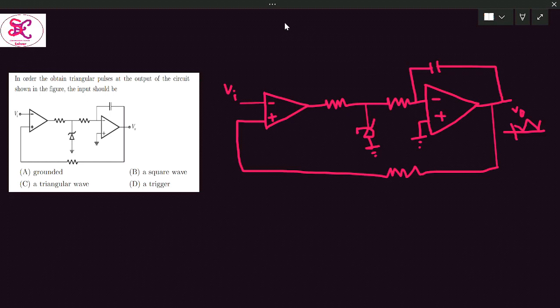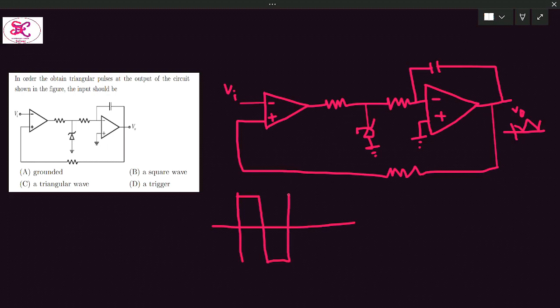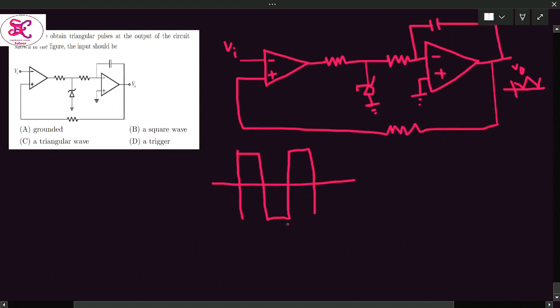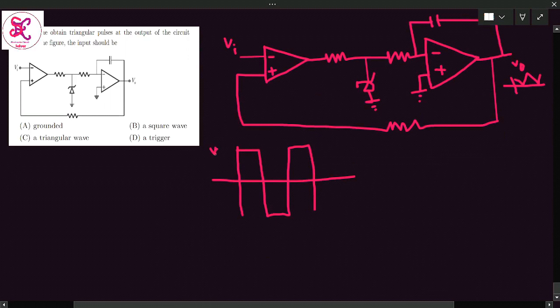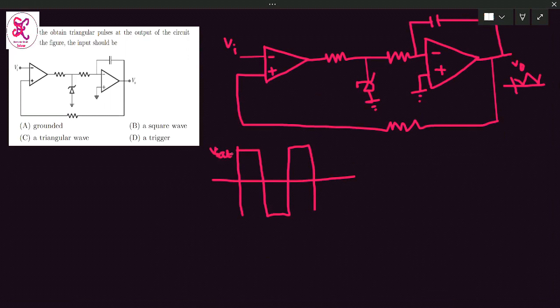Coming to the solution, as we know, the output of the comparator is always a square wave, plus V saturation and minus V saturation. So this is plus V saturation, the maximum voltage, which is the supply voltage of the operational amplifier, and this is minus V saturation. The comparator output is a square wave, and this square wave is applied to the inverting terminal of the integrator.